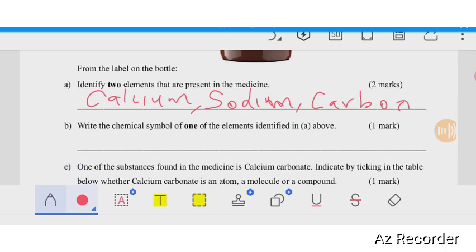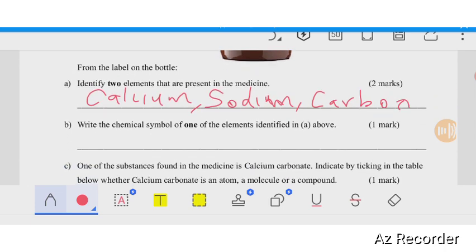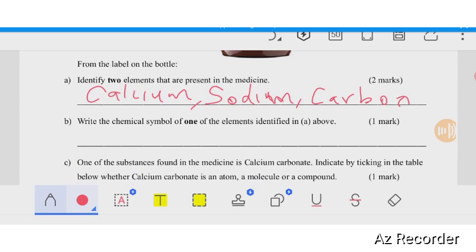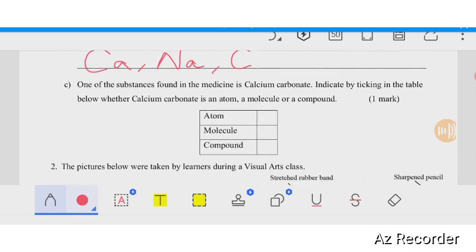So the next question: give the chemical symbol of one of the elements identified in A above. As a learner, you are supposed to write the symbol for one element. For example, for calcium it is Ca, or you can write for sodium, which is Na, or you can write the symbol for carbon, which is just the letter C. Any of it will be accepted and will be used.